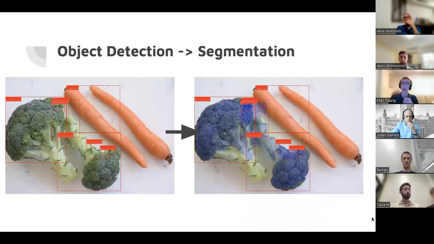So how we went from object detection to also segmentation is we took the bounding boxes that we created for the broccoli, and then we ran those sections through our segmentation model. Next slide.